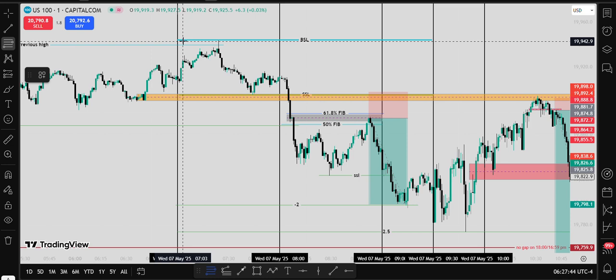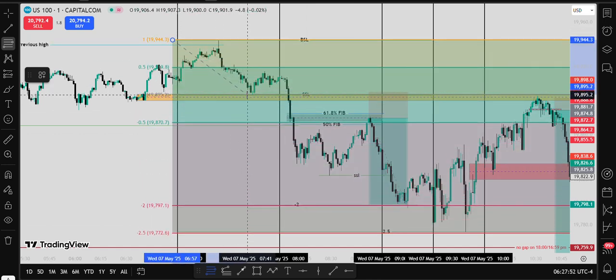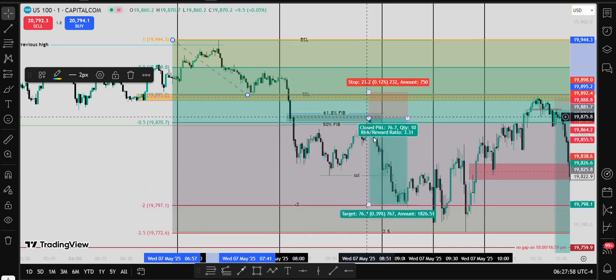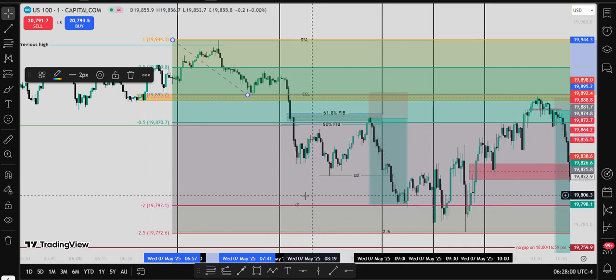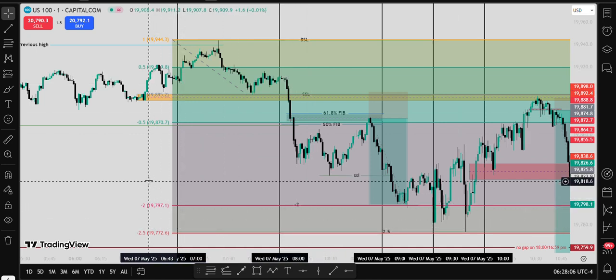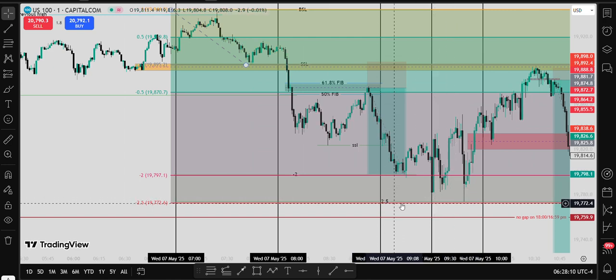Then you place it on the first high that was created at 7, right there, to the low that was created before 8. And you can see clearly that it gave us a target. When the market was selling off, it gave us a target of negative 2% standard deviation. Then further it went and gave negative 2.5 later on.